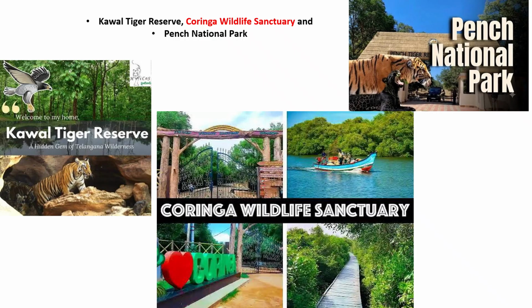Then you also have a tiger reserve, Kaval Tiger Reserve in Telangana, which is also beside the river. Also, there is a Koringa Wildlife Sanctuary and a Pench National Park. So you just have to understand that there are certain tiger reserves, wildlife sanctuaries, and national parks which are situated beside the river. And why are they beside the river?